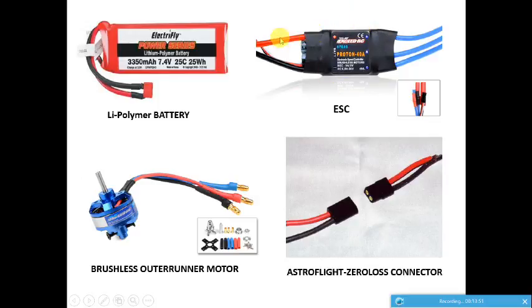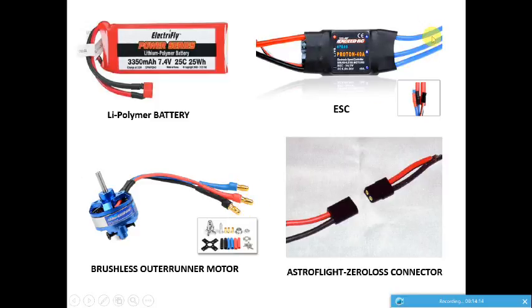These 2 wires go to the battery. You can use the T connector here to connect these wires to the battery, and this goes to the 3 pins of the motor. These golden colored pins or connectors are called bullet connectors. You are meant to have a female bullet connector on these wires.